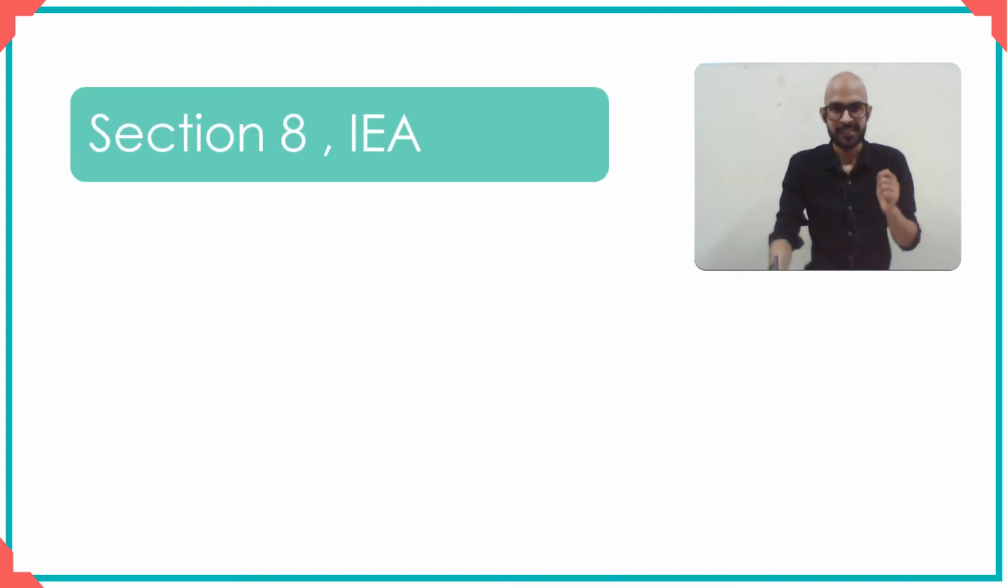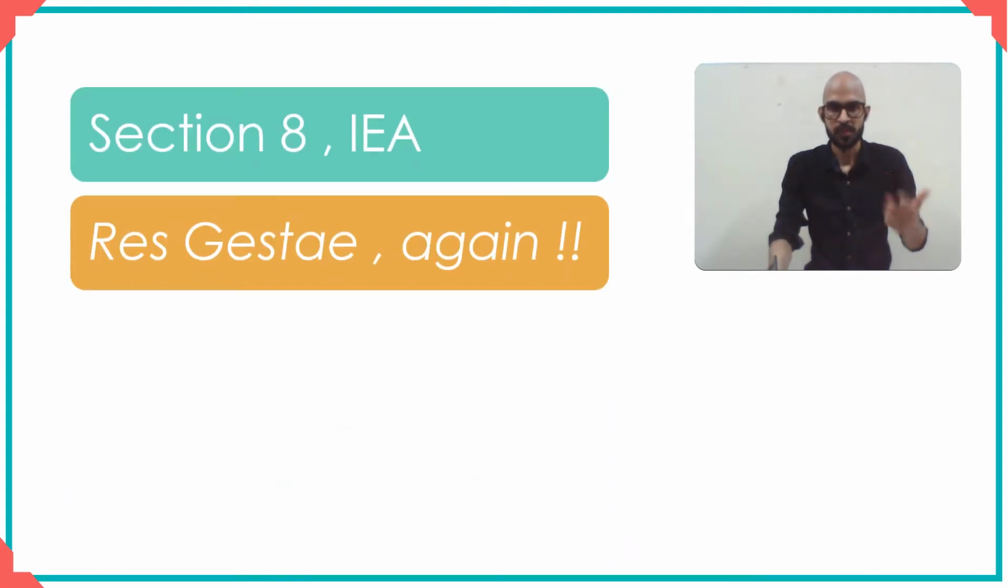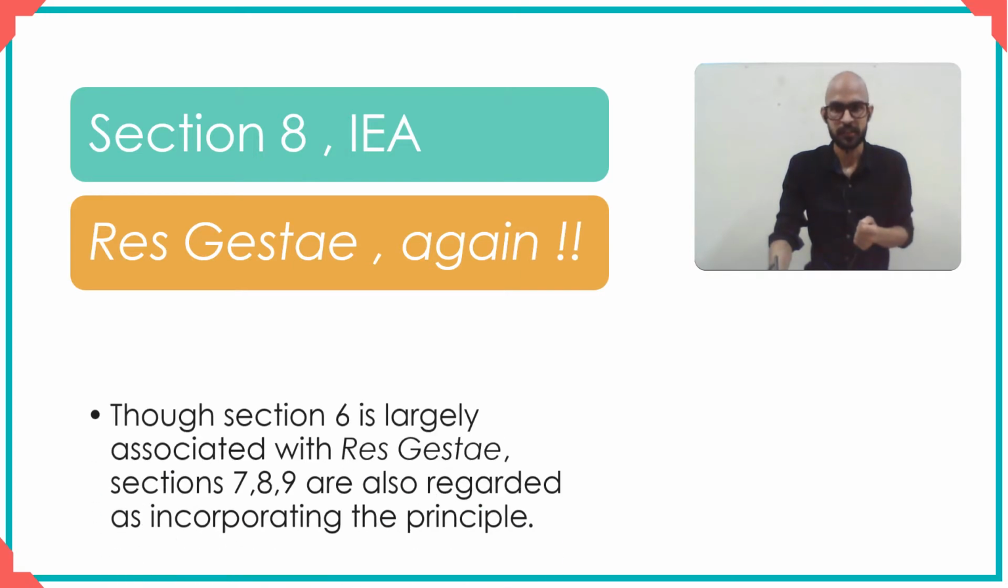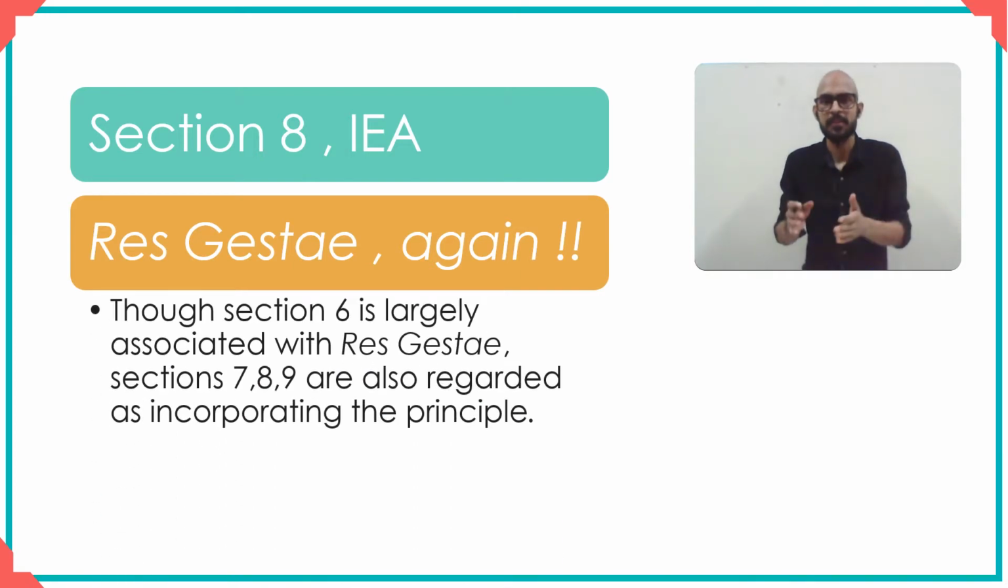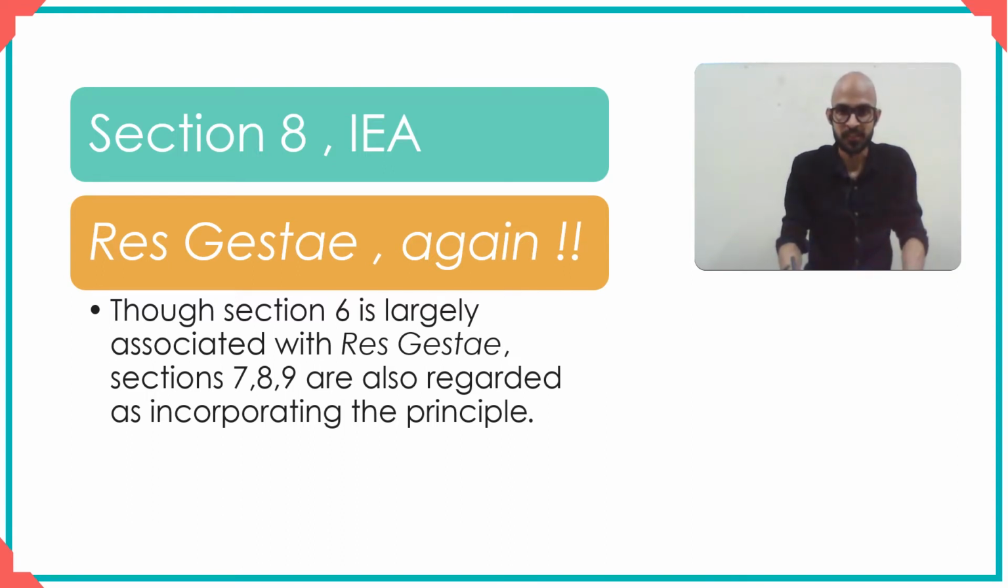So we'd seen that section 8 describes to some extent the principle of res gestae, right? Although it is something that's primarily associated with section 6, we also need to understand that section 7, 8 and 9 and a few others, which we will discuss eventually, also incorporate this principle. In case you haven't seen the lessons for section 6 and section 7, make sure you click on the I button here and watch that lesson first. This lesson is a little advanced and therefore would require your patience.